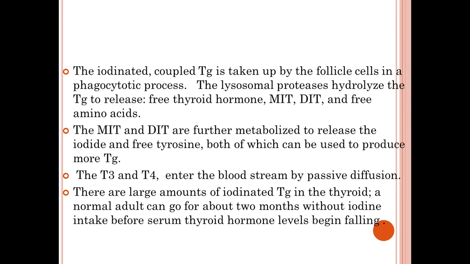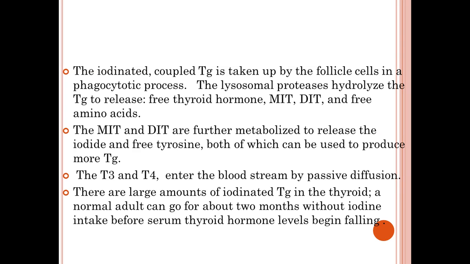Then at the time of release, when the body needs thyroid hormone, the coupled thyroglobulin is phagocytized inside the follicular cell, and by the enzyme protease it will hydrolyze the thyroglobulin to release the free thyroid hormone, the monoiodotyrosine, the diiodotyrosine, and the free amino acid. So if the body needs thyroid hormone, there will be phagocytosis of the thyroglobulin molecule that contains the monoiodotyrosine, the diiodotyrosine, the T3 and the T4, in addition to the free amino acid, and there will be release of these contents.